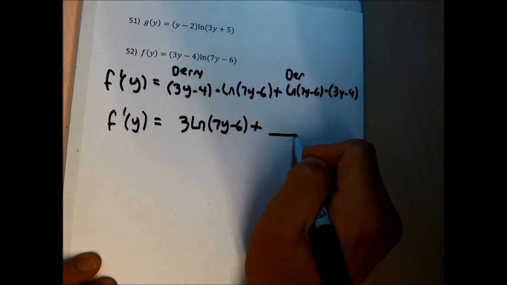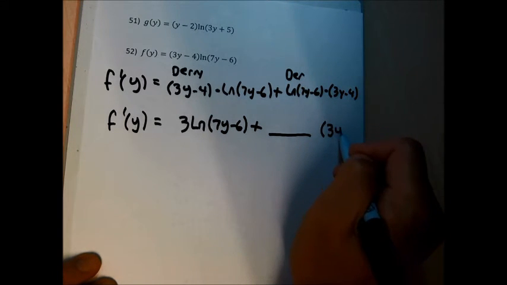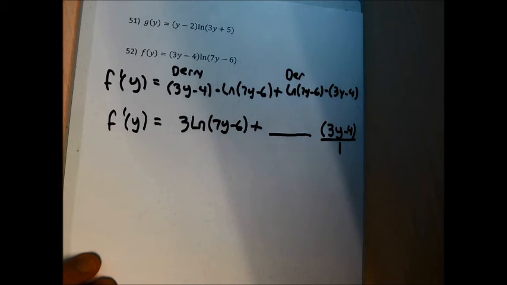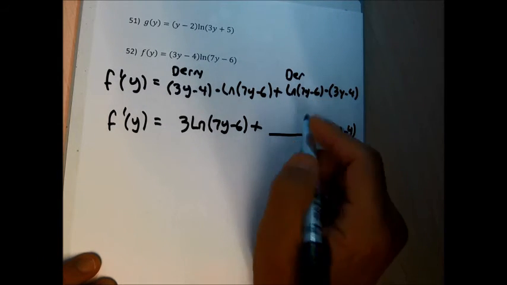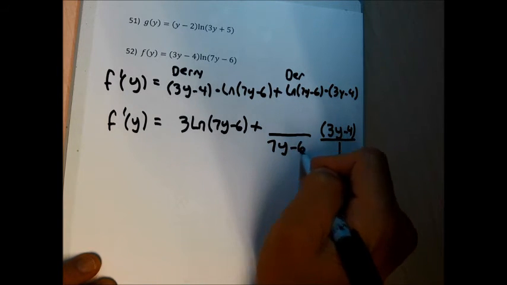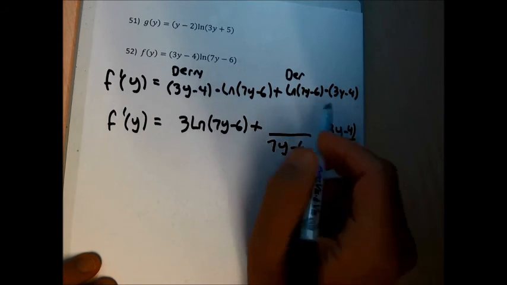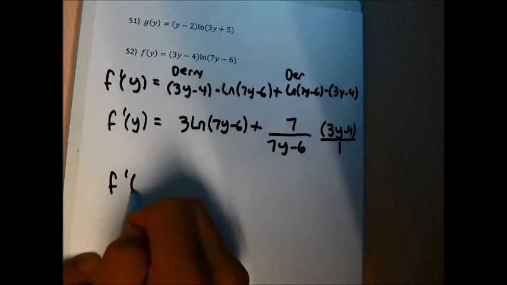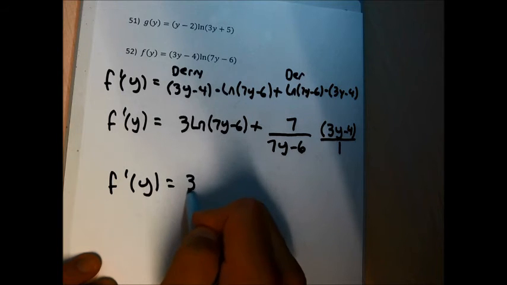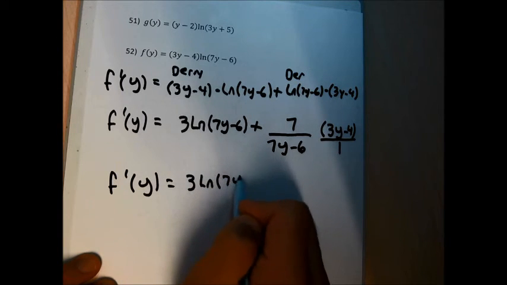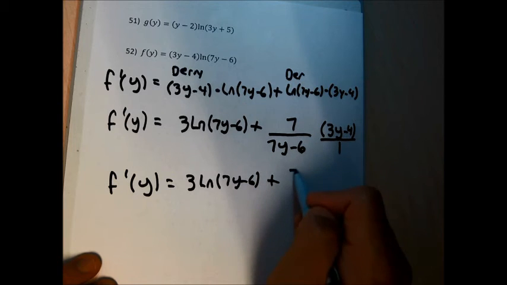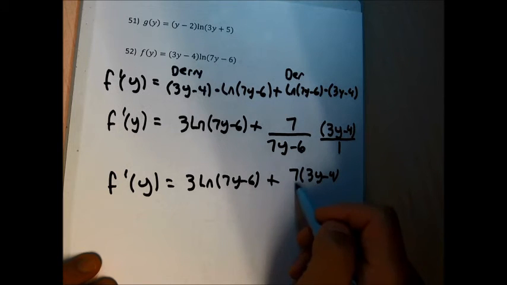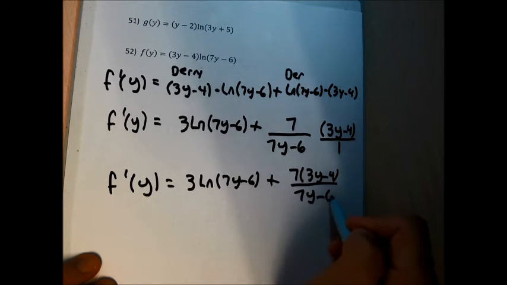Second piece, I do the derivative of the natural log part. And the 3y minus 4 I'm going to write over 1 just because it's going to help me. So for the derivative of the natural log part, the 7y minus 6 goes in the denominator. The derivative of 7y minus 6, which is just 7, goes in the numerator. And this is going to give me f prime of y equals 3 times the natural log of 7y minus 6 plus 7 times 3y minus 4 over 7y minus 6 times 1, which is 7y minus 6.